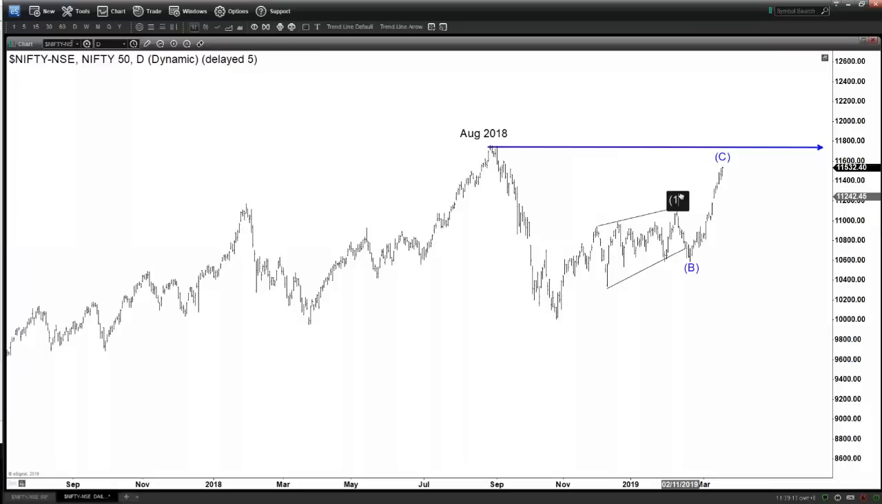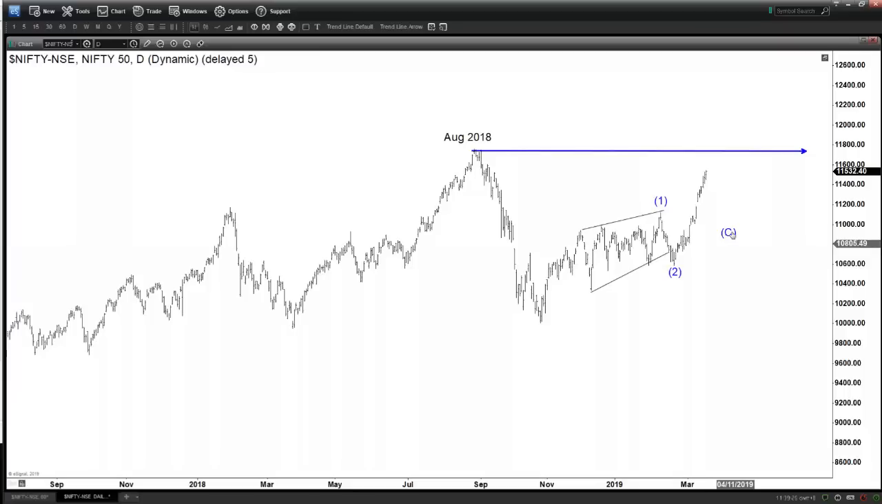But again, at this point, we are favoring the bullish side, but we do not yet have the confirmation, right? This view is going to get validation once we break above August 2018. Otherwise, again, it could have been an ABC and then starts to turn lower.